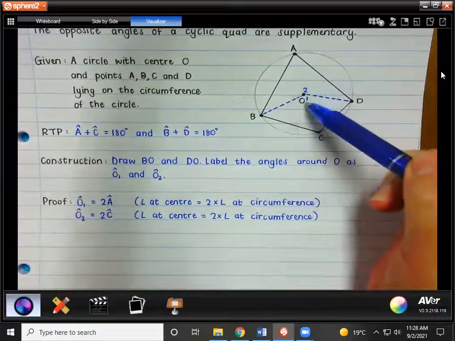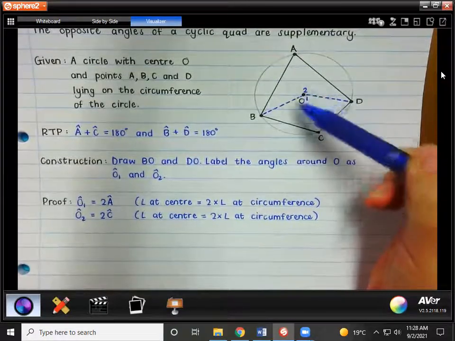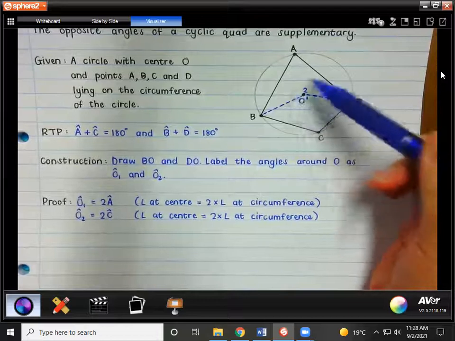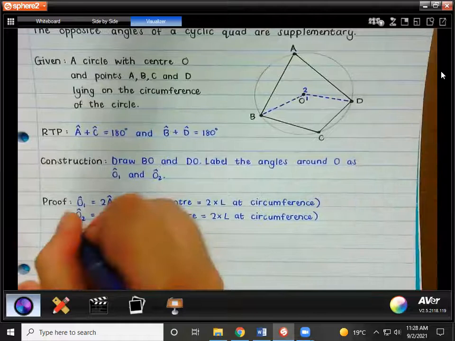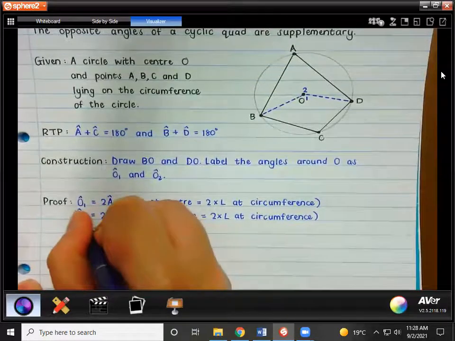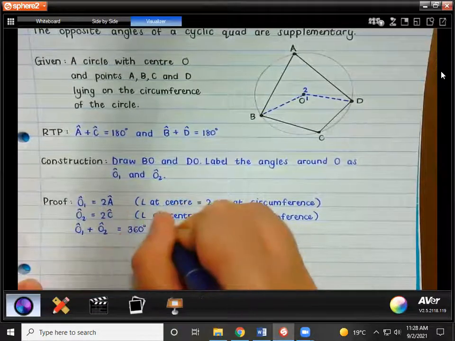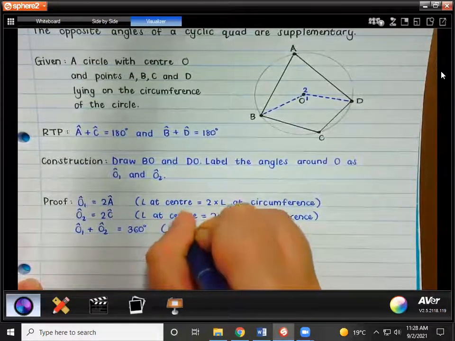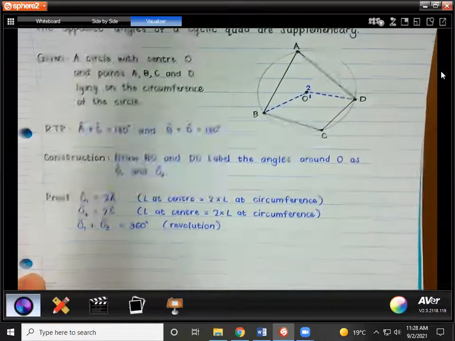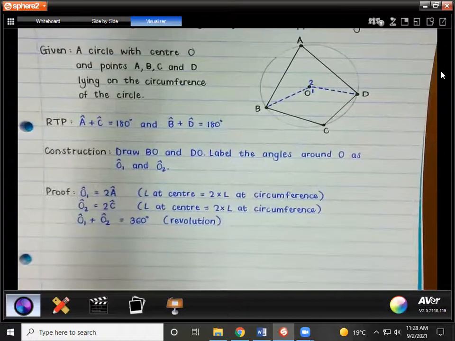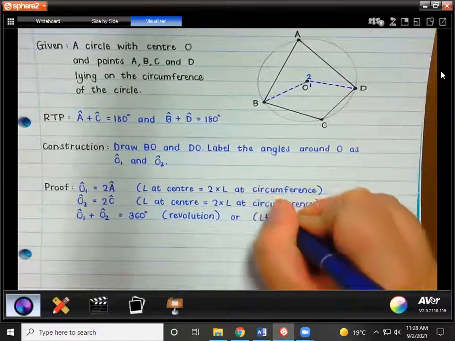Now guys, O1 and O2, if we add these two angles together, what should it give me? 360 degrees, because the angles are on a point. So if I say O1 plus O2, that will give me 360. And I think you guys probably prefer using the reason revolution because it's shorter, but you can write angles around a point as well, that's fine. So I'm going to write down both here, but obviously you just choose whichever one you prefer.